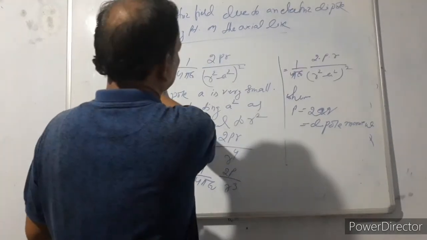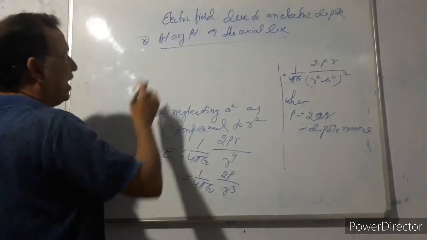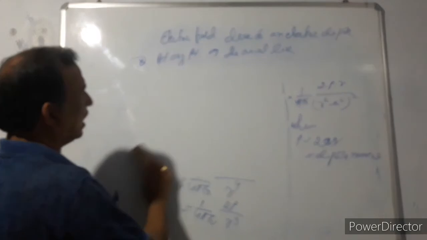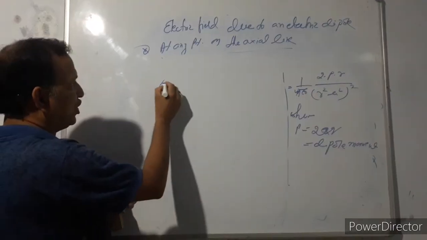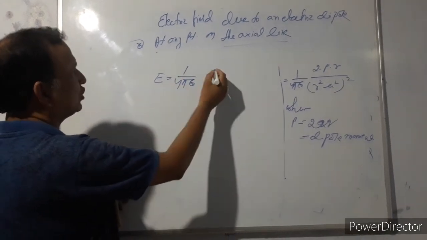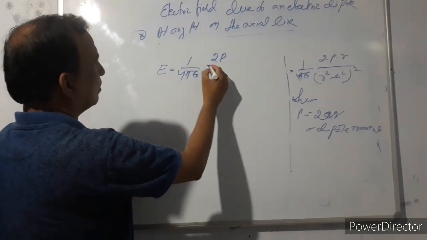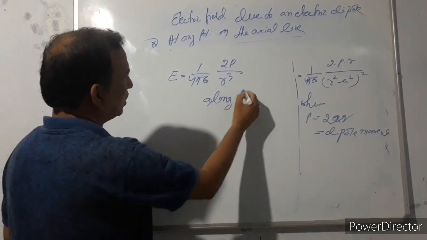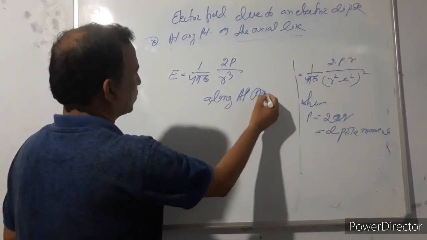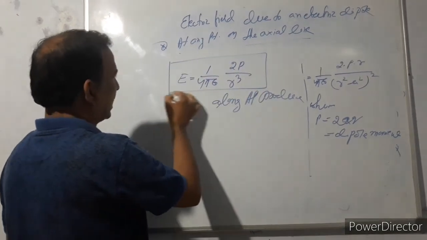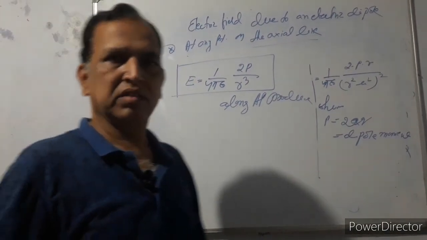So that means the electric field due to an electric dipole at any point on the axial line, E is equal to 1 by 4 pi epsilon naught 2 p by r cube along AP produced. This is the expression for intensity. That's all.